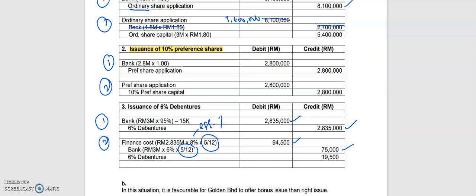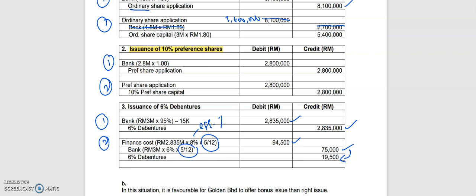So the unpaid interest will be added to the debenture account to show that there will be an increase in the liability during the year. Okay, so the difference is to be credited to the debenture, showing there is an increase in liability during the year because the amount is still unpaid.